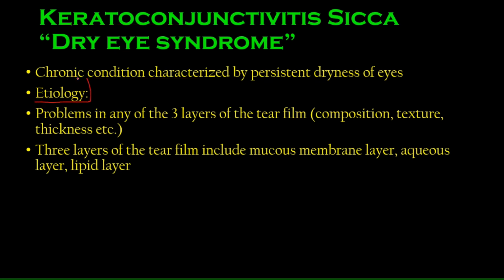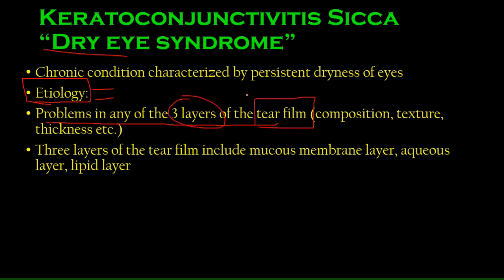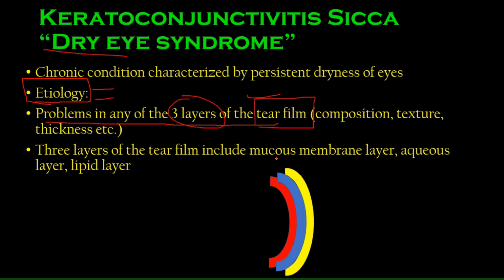Etiology. Now this is a very big topic, and there can be a lot of causes of dry eyes. For now, let's talk about what actually happens in a dry eye. The problem in dry eye is that there is a disturbance of any of the 3 layers of the tear film. Remember the three layers of the tear film. They are the mucous layer, which is related to the conjunctiva, then the aqueous layer produced by the lacrimal gland, and then the lipid layer, which is produced by the meibomian glands. So a problem in any of these three can cause dry eye.